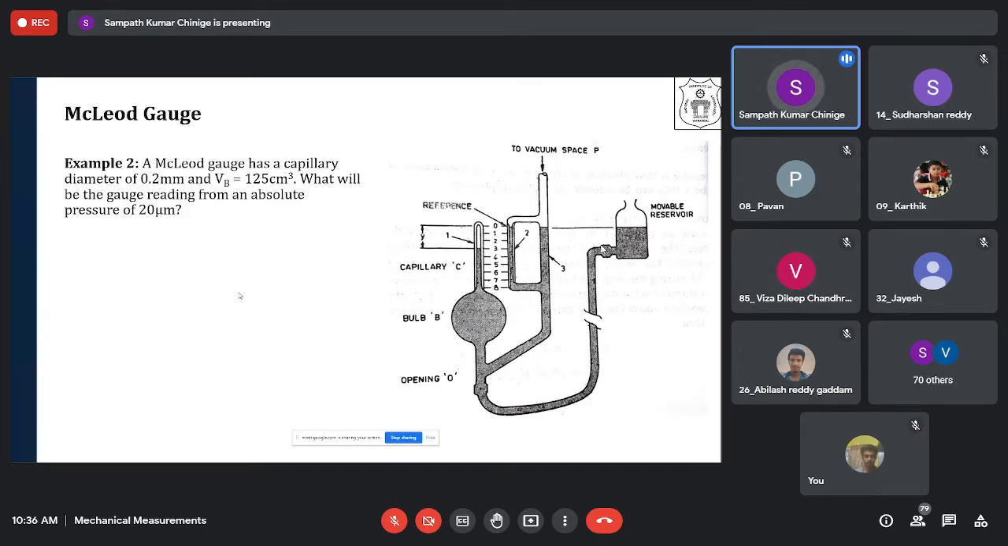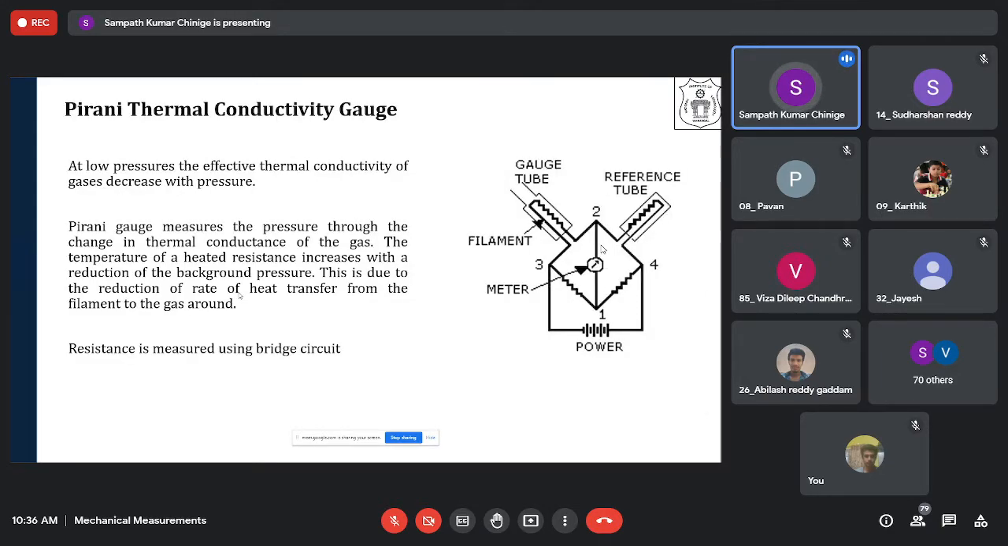A similar problem: a McLeod gauge has a capillary diameter of 0.2 mm. The diameter of the capillary is given, and the volume of the bulb is given. They are asking what the gauge reading will be for an absolute pressure of 20 micrometers. Suppose P1 is equivalent to 20 micrometers, what is the value of H? So P1 equals AH squared by V1 minus AH, where A you know and H you have to calculate. Let us simplify by taking out minus AH from the expression, write AH squared by V1, and find H. That is what this problem is. Or you can include it and substitute the same values.